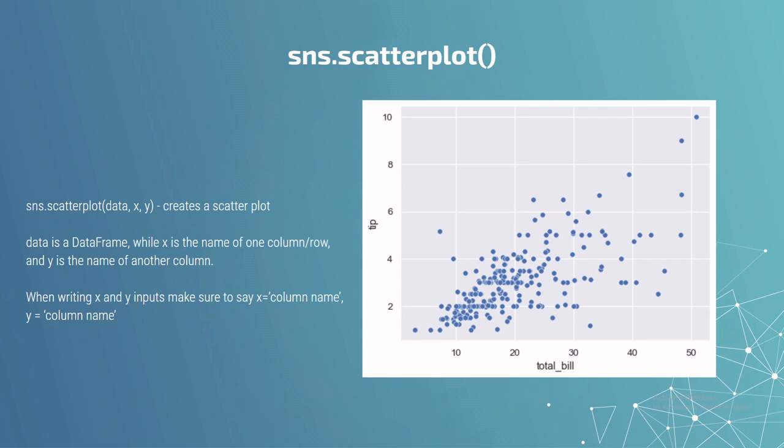When it comes to x and y, also make sure to input x equals the column name in single or double quotes as a string, and same with y. Because data, or the argument for data, will be the name of a data frame, usually written how you would write a variable. So when you write x and y, the code will automatically access the column names that you specify with the words x equals and y equals.